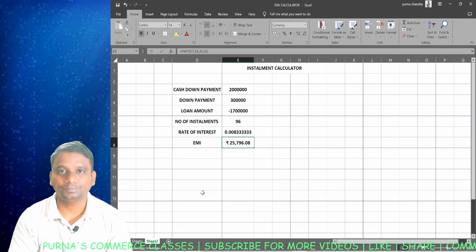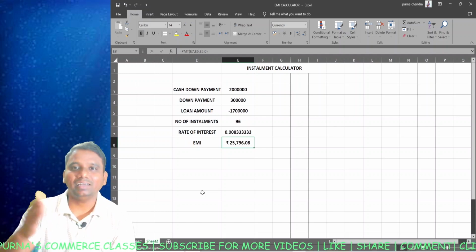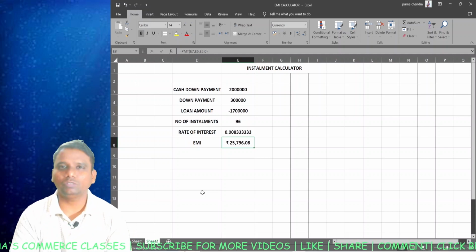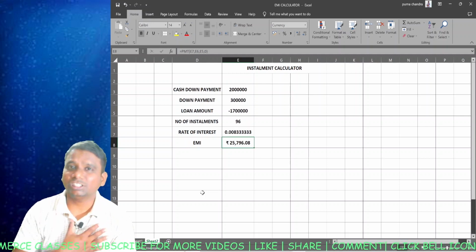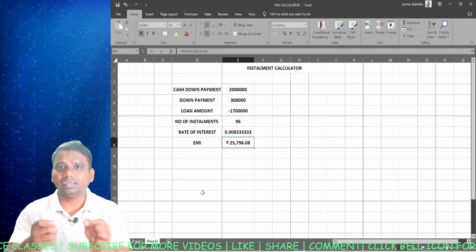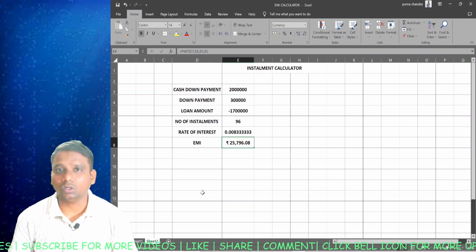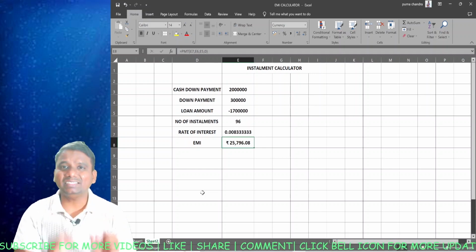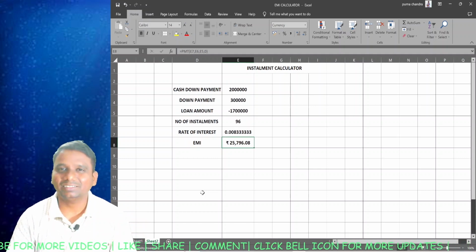25,796 rupees. This amount includes principal portion and interest portion. So why should we divide principal portion, interest portion? See, interest is expense for us. So every year the interest expense should be transferred to the profit and loss account. That's why from each installment we should separate principal portion and interest portion.